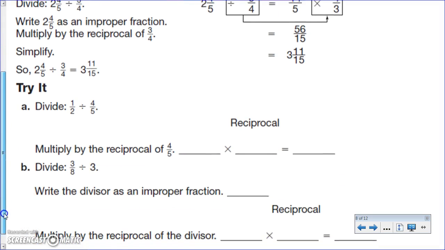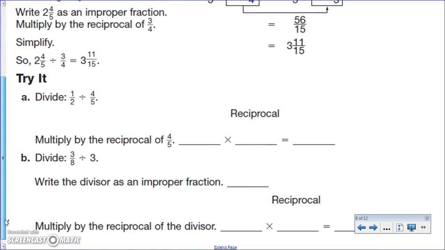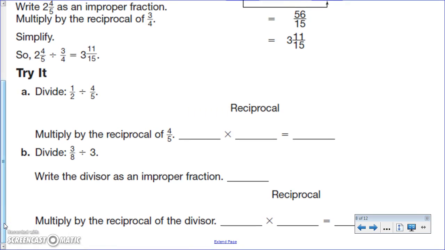For the try it here, the first thing they ask us to do is to divide 1/2 by 4/5. So we're going to write in the 1/2, and then we need to multiply by the reciprocal of 4/5 because it's the divisor. So that's going to become 5/4. So then we're just going to multiply across. 1 times 5 is 5. 2 times 4 is 8. So we get 5/8. And that answer cannot be simplified, so it's going to stay as it is.